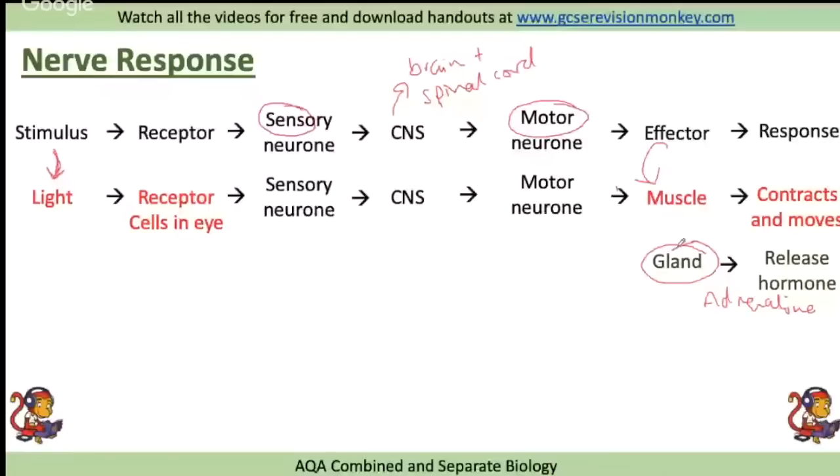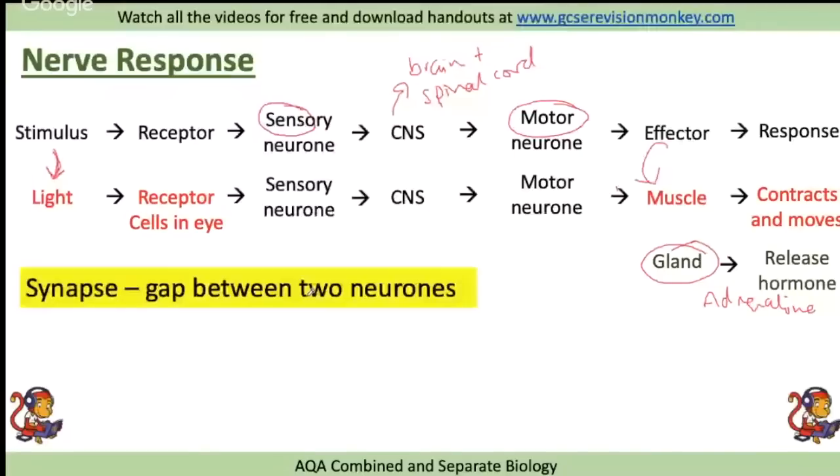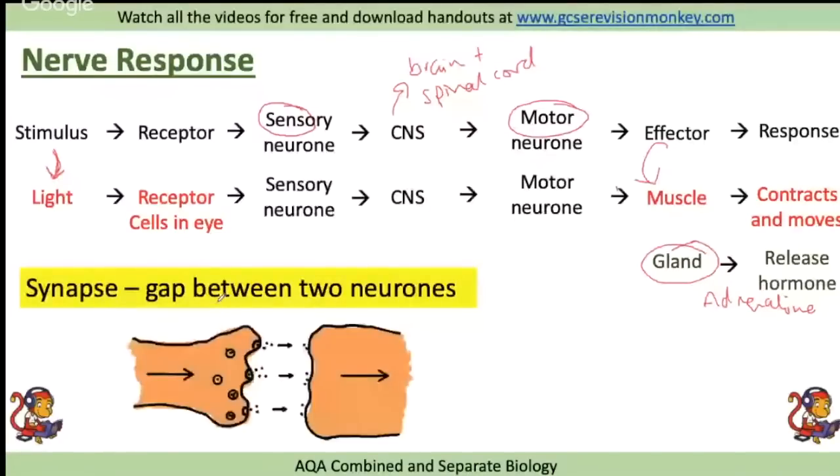Now, when those neurons are sending the signal along, they might have to pass the message from one neuron to another. And when they do that, they have to pass the signal across a synapse. A synapse is a gap between two neurons. So this here is the synapse. And the message within the nerve is a very quick electrical message. So either side here, the message will be transported in an electrical way. And in between, there is a chemical message.